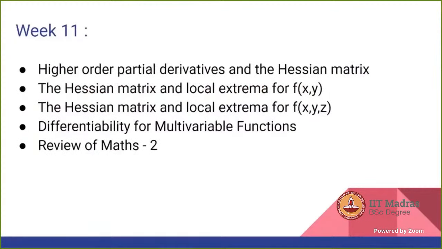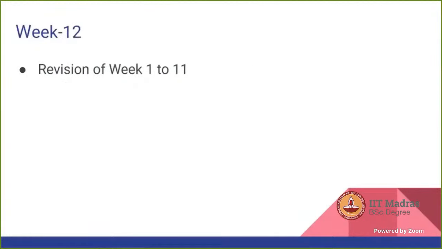And in week 11, you will see the process of getting the maximum or minimum value, which uses a matrix, the Hessian matrix, to get the local minima or local maxima, and you will know about the differentiability of the multivariate function. And in week 12, the things are revision of week 1 to 11. So these are the contents in Maths 2 till week 11 or week 12.